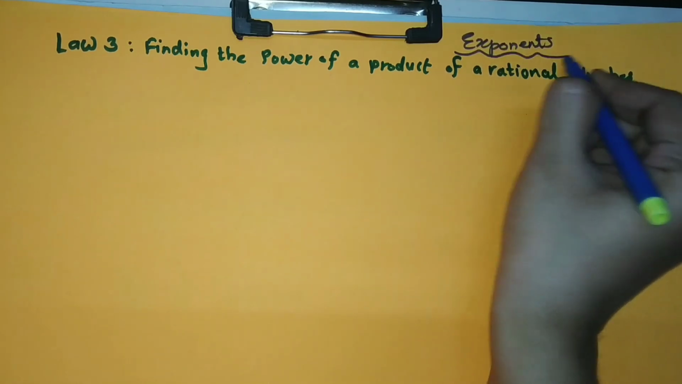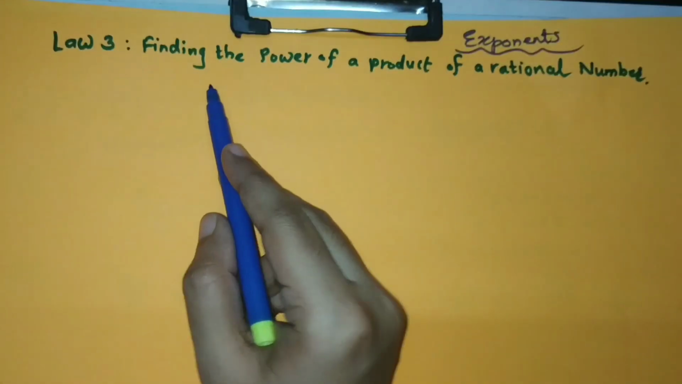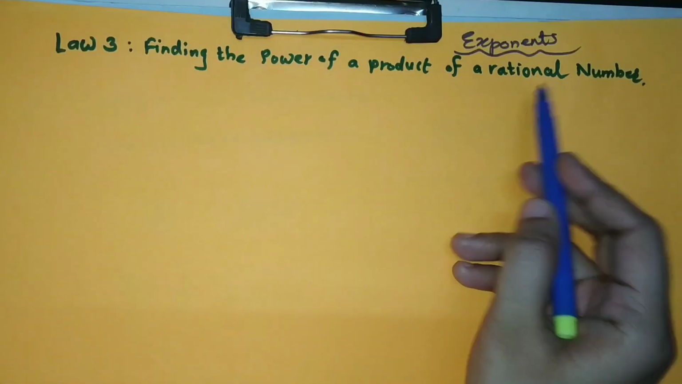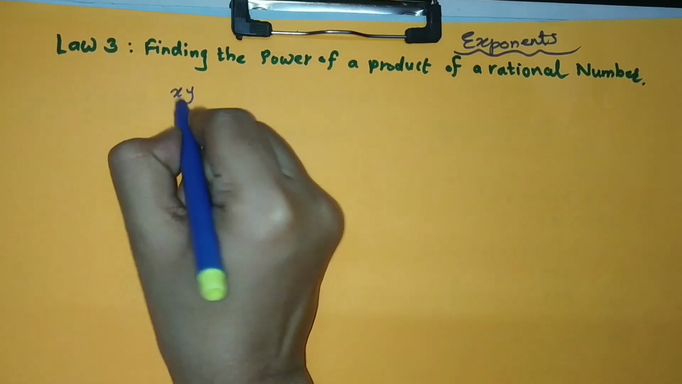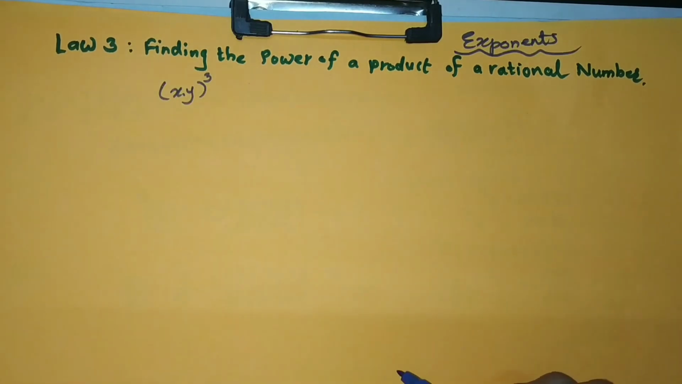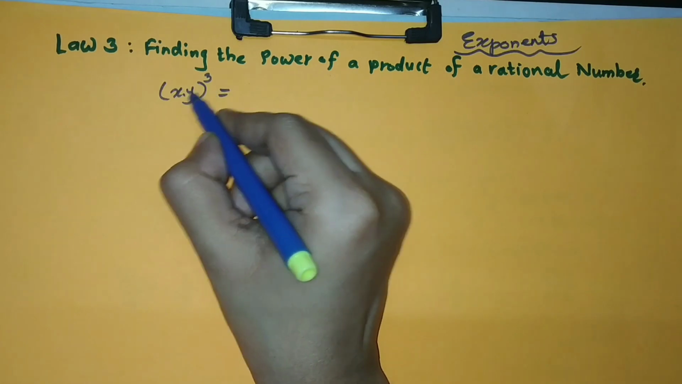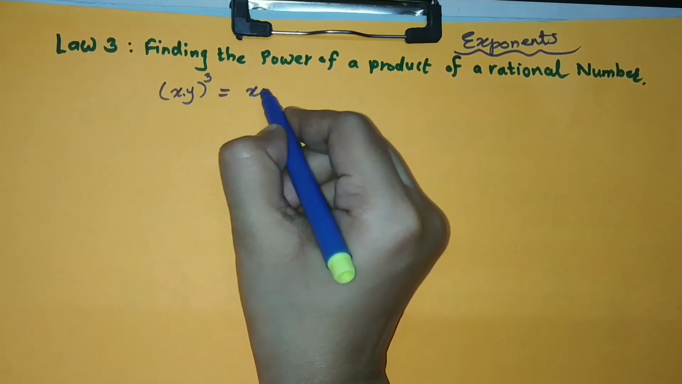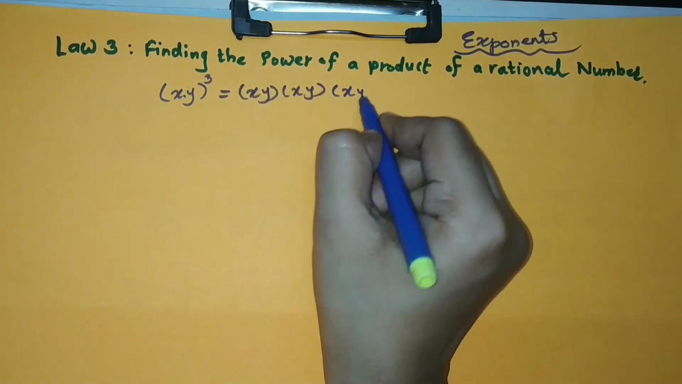As in the previous video we have seen the first law and second law, and moving to the next law, the third, that is finding the power of a product of rational numbers. So friends, for example, just consider (x into y) to the power 3. How can you write this? Simply you can write xy, 3 times. So x into y, x into y, x into y.